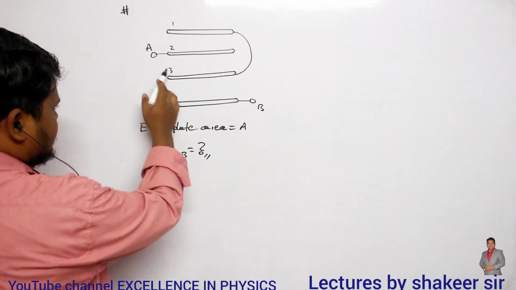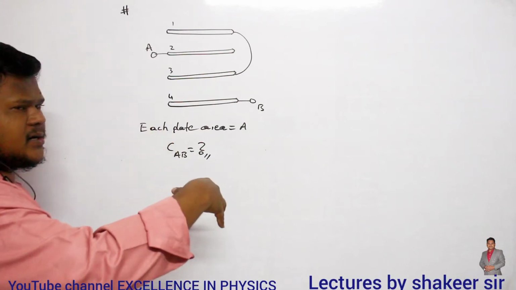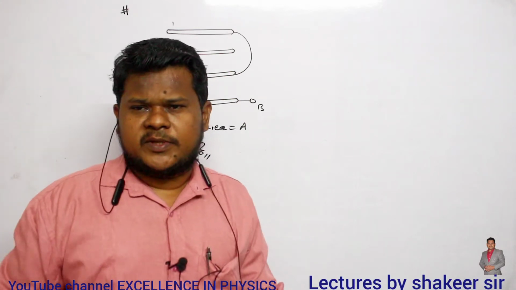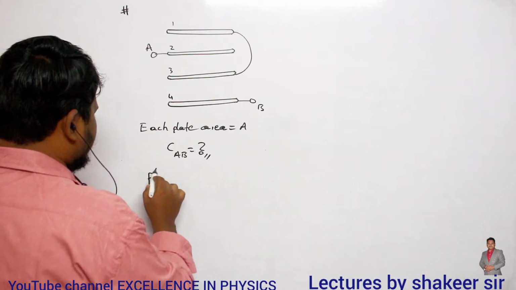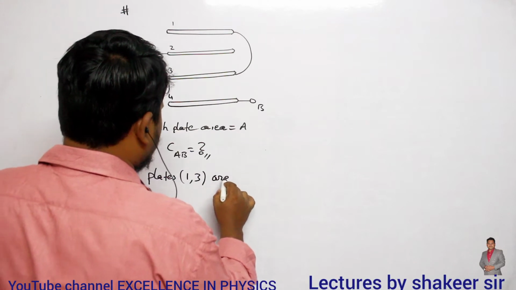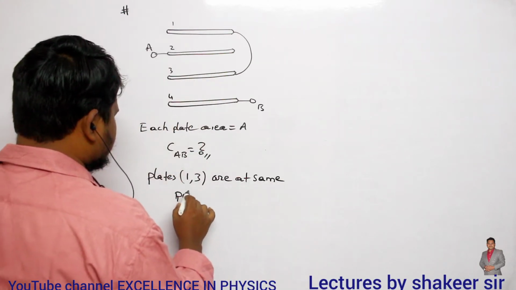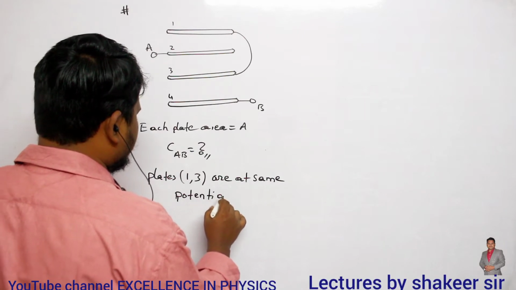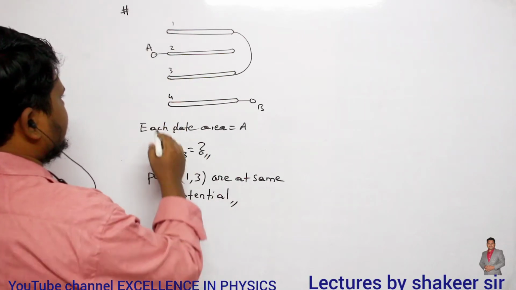And what is meant by terminals A and B? Terminals A and B indicate that a battery is connected between A and B. That is the meaning of this. Clear now? So therefore I can write that plates 1 and 3 are at the same potential, because they are connected by a conducting wire. And a battery is connected between A and B.